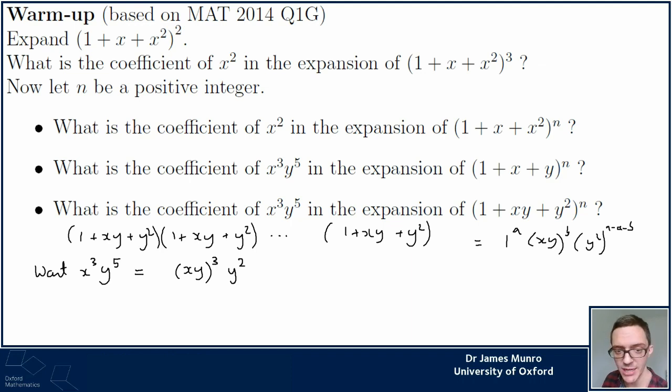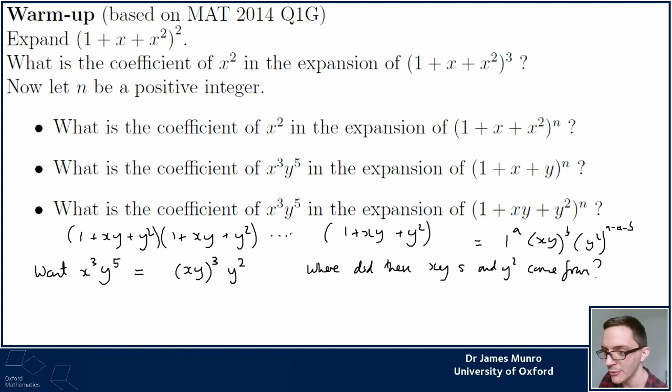A couple of different ways of thinking about this. One is to say, like I was thinking before, I want to choose brackets. So we're thinking about where these xy's and y squared came from. As I multiply out these brackets, I can pick up some 1s, and I can pick up some xy's. Maybe I pick xy here and xy here, and then xy from the last bracket as well. That'll give me my 3 xy's. I need to pick up a y squared somewhere as well. I've got lots of different ways to do that, lots of different combinations.